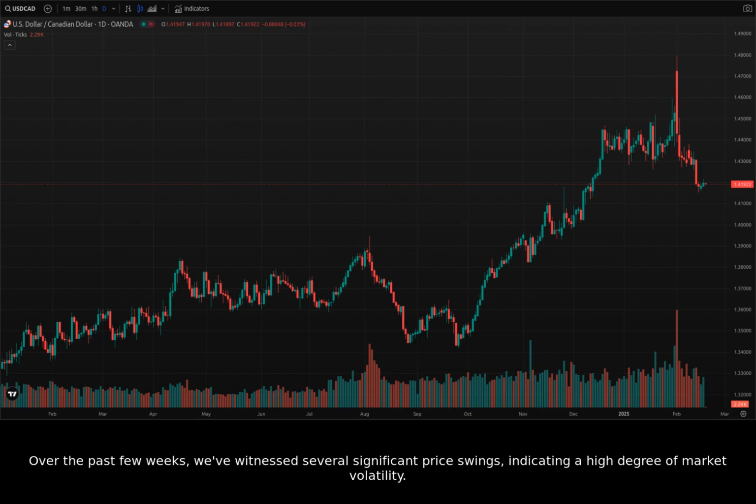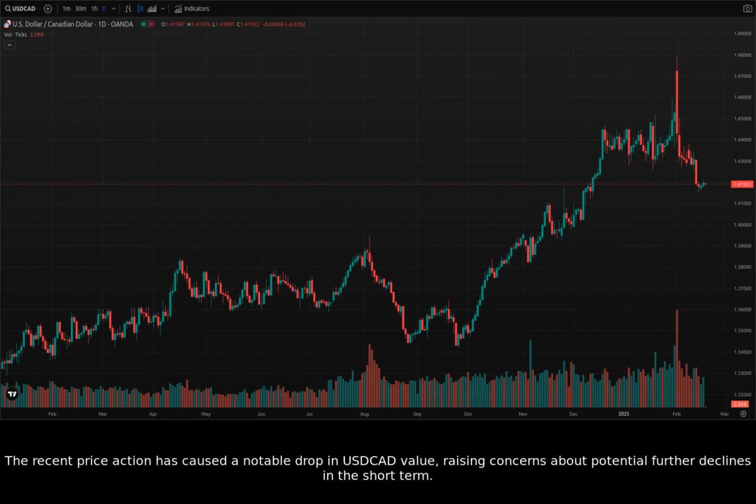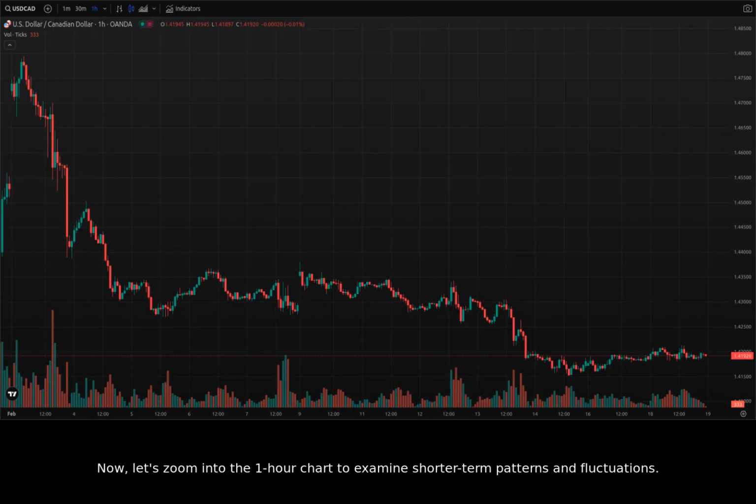Over the past few weeks, we've witnessed several significant price swings, indicating a high degree of market volatility. The recent price action has caused a notable drop in USDCAD value, raising concerns about potential further declines in the short term. Now, let's zoom into the one-hour chart to examine shorter-term patterns and fluctuations.